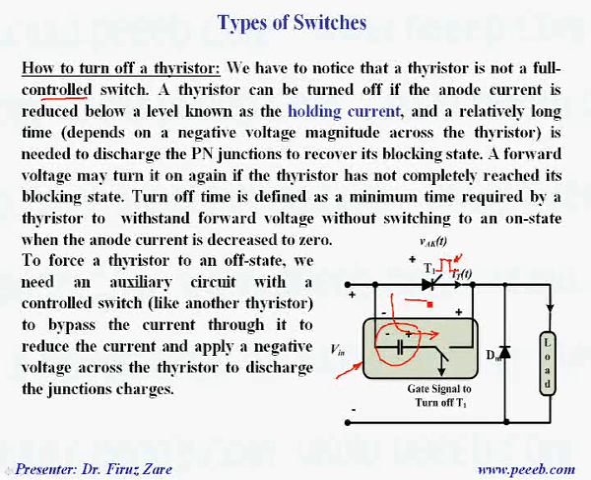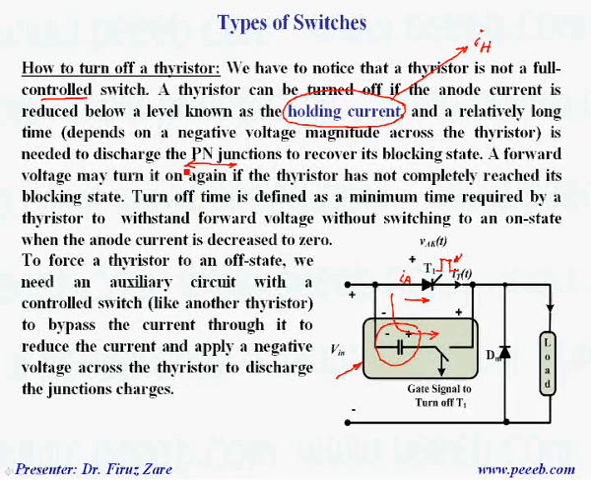So in this case, the current through the thyristor is decreased, and once the current through the thyristor gets less than the holding current, the thyristor will be off. But we also have to notice that because there are PN junctions, we have to consider reverse recovery time. That means the electric charge between the PN junctions must be discharged. Otherwise, if we apply positive voltage, we may turn on the thyristor again.